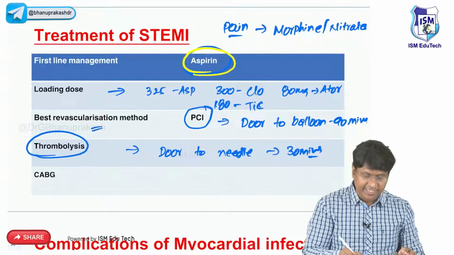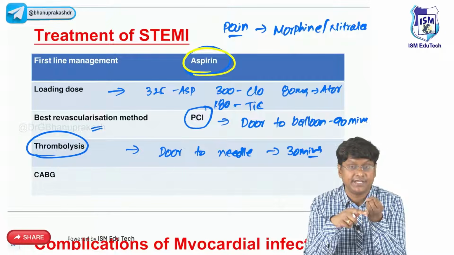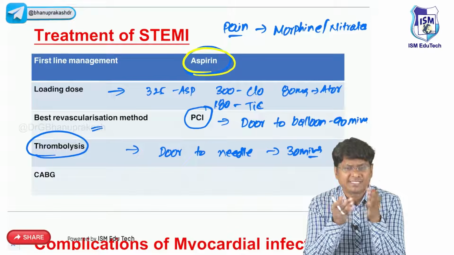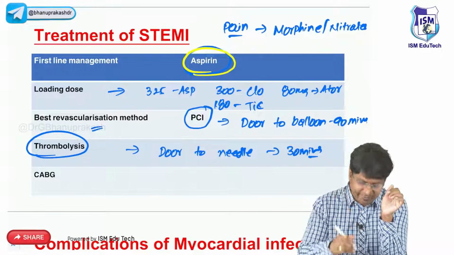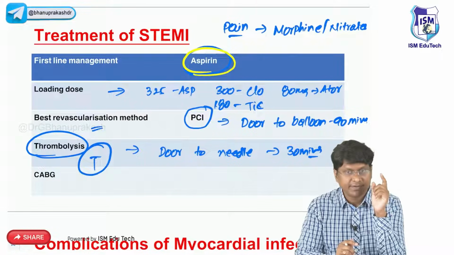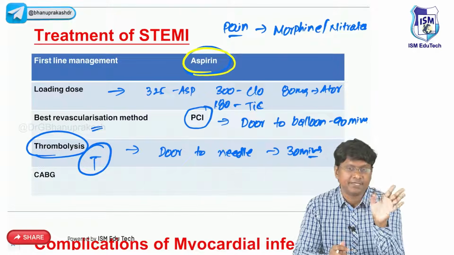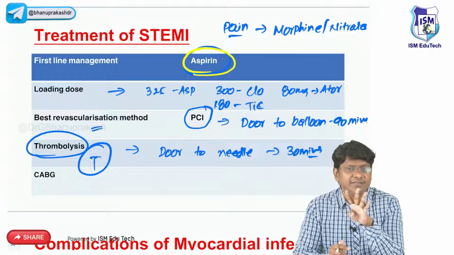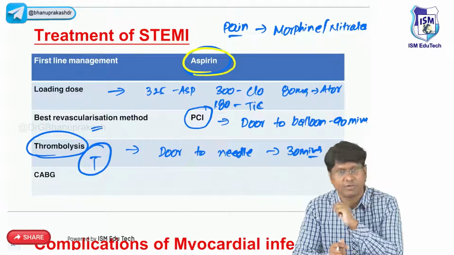Now, among these thrombolytic agents, like we have streptokinase, reteplase, alteplase and tenecteplase, right? These are the thrombolytic agents. But among all these, the maximum revascularization can be done with your tenecteplase. Remember, T for thrombolysis, T for tenecteplase. That is the one which can cause maximum revascularization among these four thrombolytic agents.